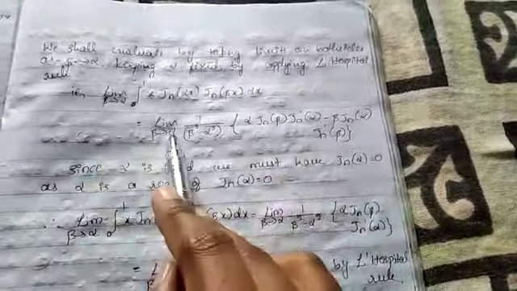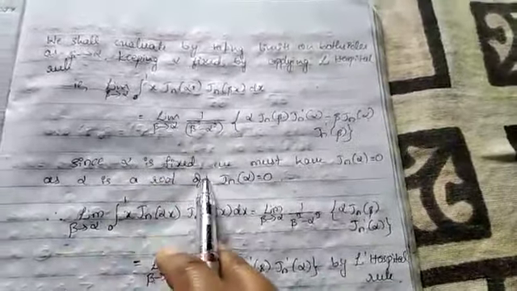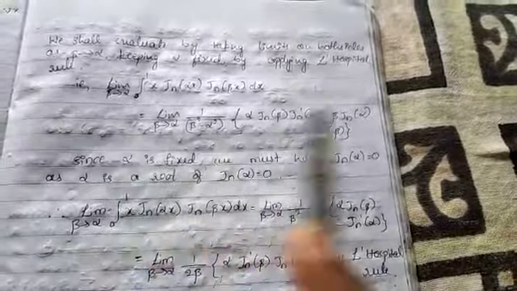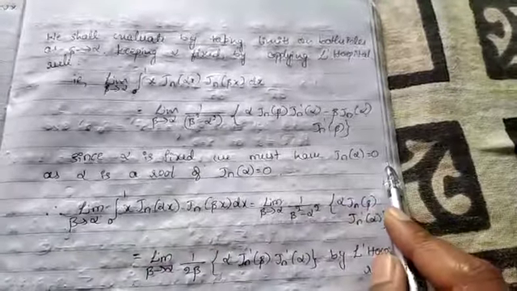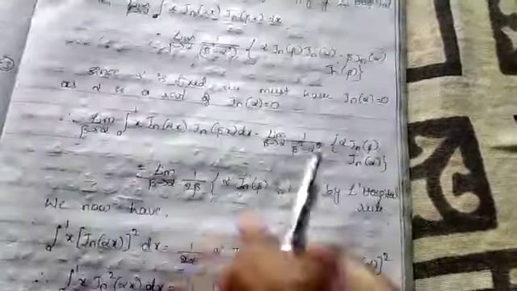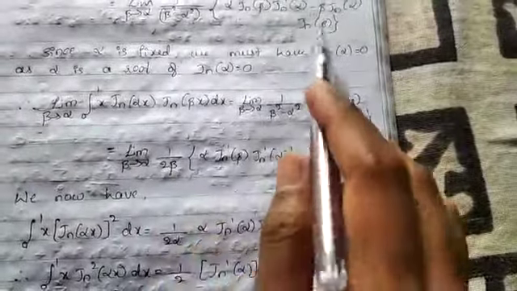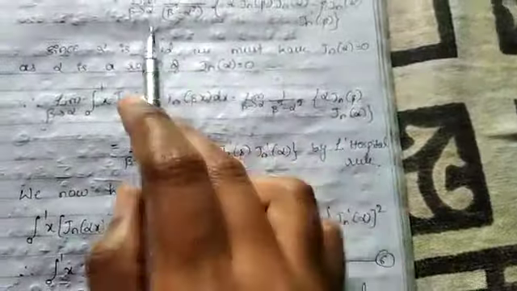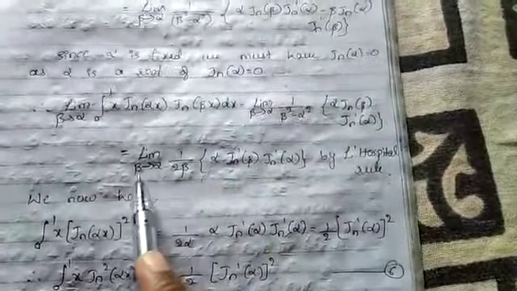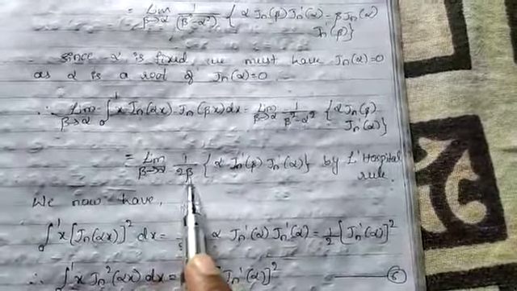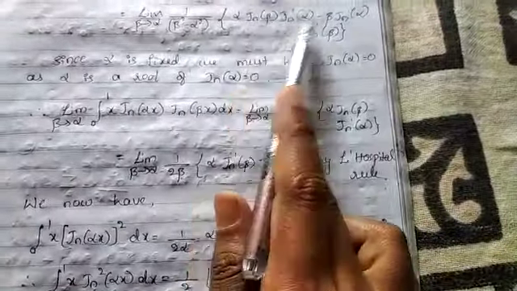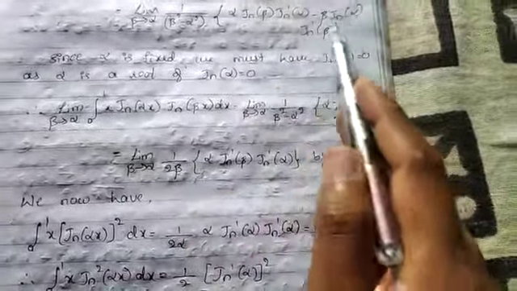Applying the limit on both sides, alpha is fixed. Since alpha is fixed, it is a root of Jn of x equal to 0. Therefore, Jn of alpha equals 0. If Jn of alpha equals 0, then this term becomes 0, and the remaining term is only this: the limit as beta tends to alpha of 1 divided by beta square minus alpha square, times alpha Jn of beta Jn dash of alpha.